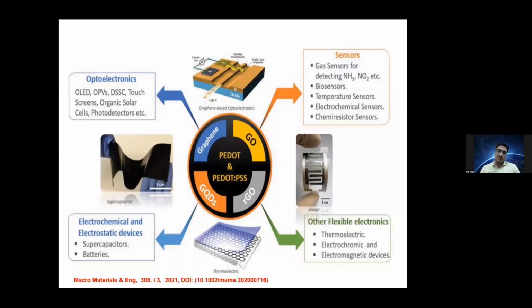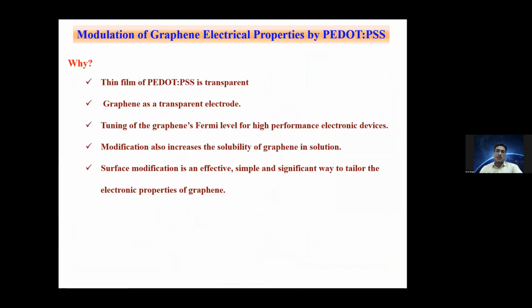Only a few literature reports discuss why the properties are changed when doped with PEDOT:PSS. So our focus is, when we spin coat PEDOT:PSS over the graphene surface, how much do the properties change? So why PEDOT:PSS? We have already discussed: it is a transparent material, we can tune the Fermi level of the graphene, and we can increase the solubility of the graphene also. And surface modification is a very simple and effective technique to tune the electrical property of graphene. That's why we chose PEDOT:PSS.